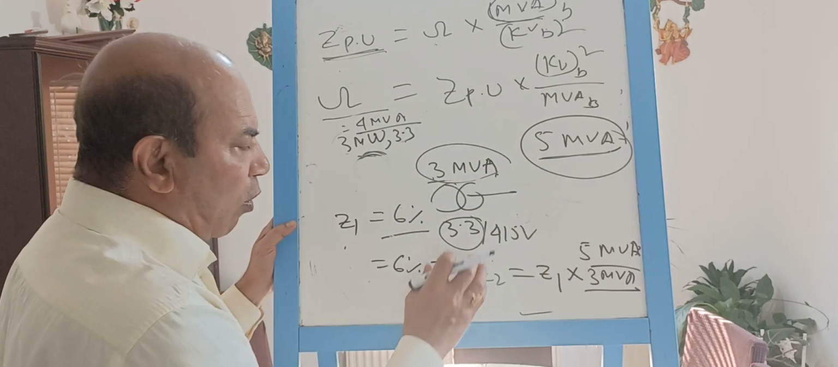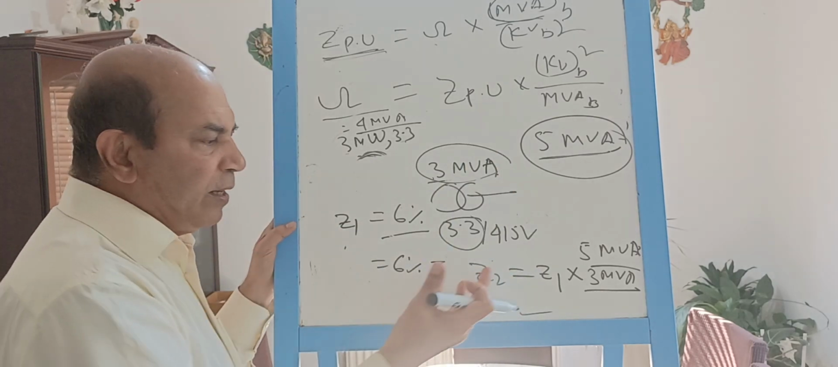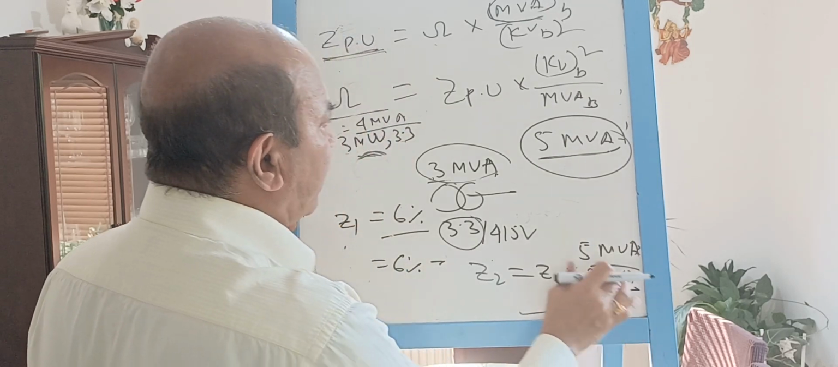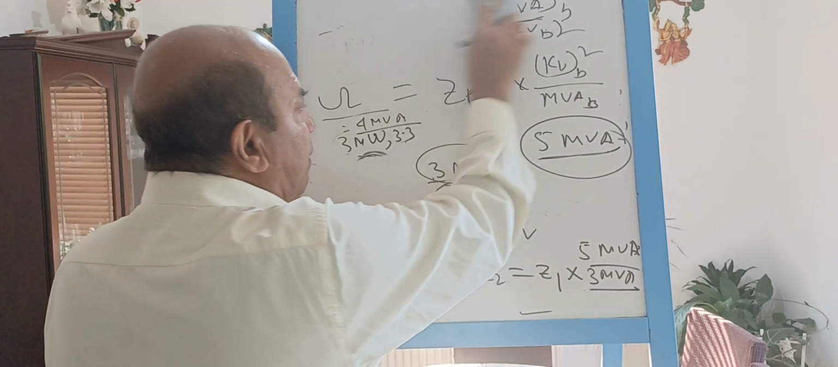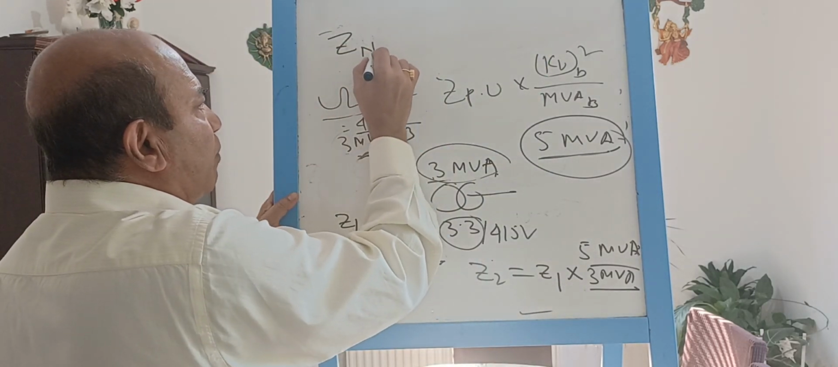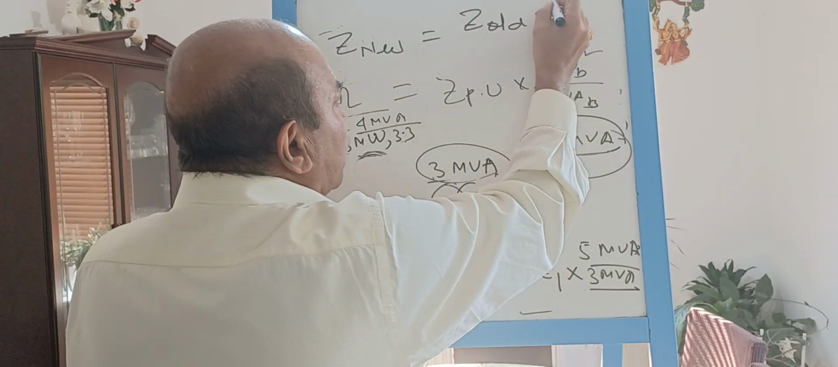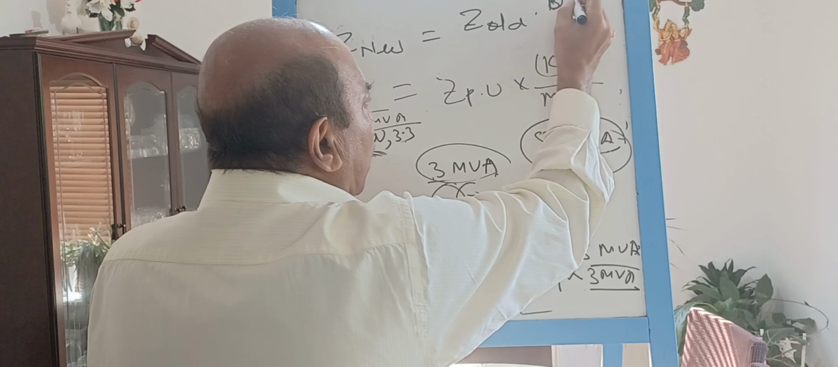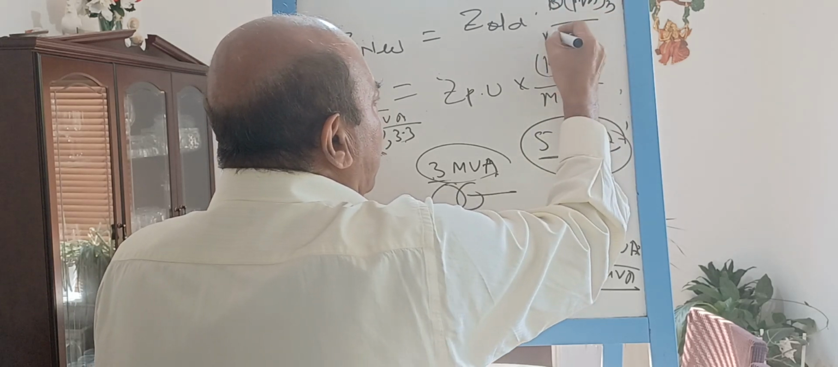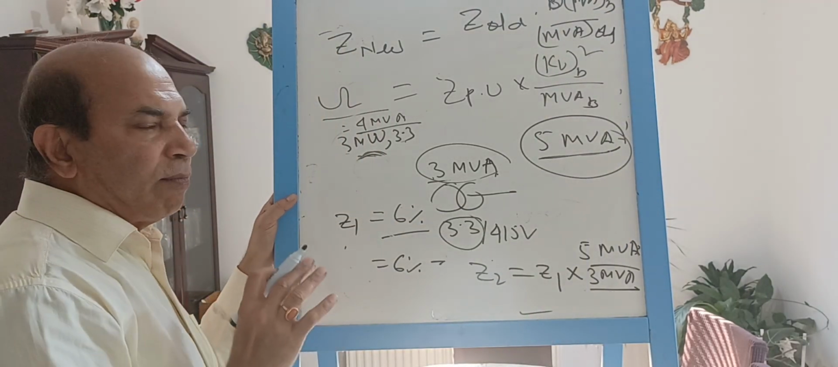So the formula is, whatever per unit or percentage impedance is given for the equipment, when you convert to the base MVA, it equals that impedance into base MVA by old MVA. That will be the formula for converting from one MVA to another MVA when the voltage is the same. So Z new equals Z old into MVA base by MVA old. That is the formula for one MVA to another MVA, considering the voltage is the same.